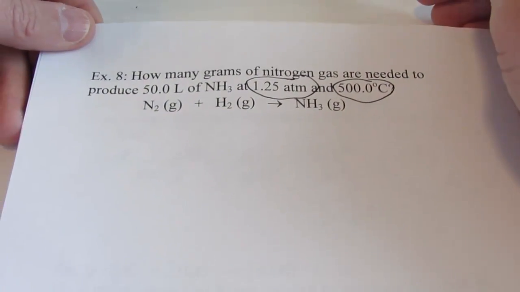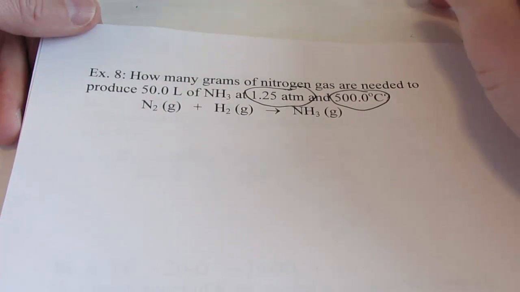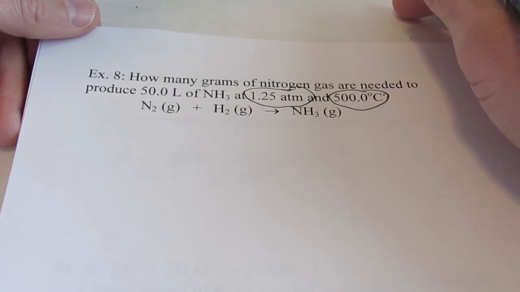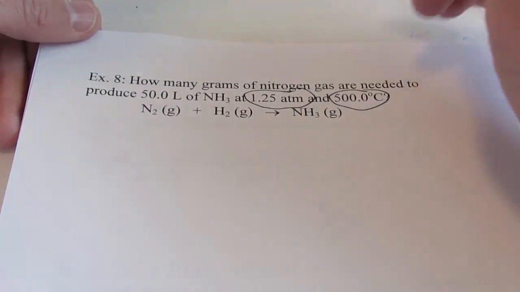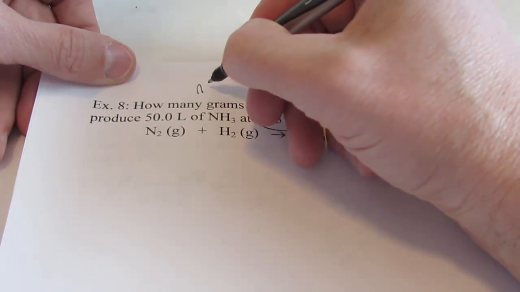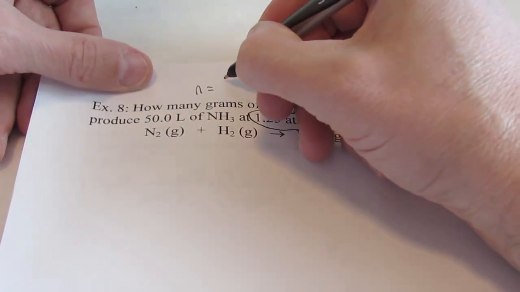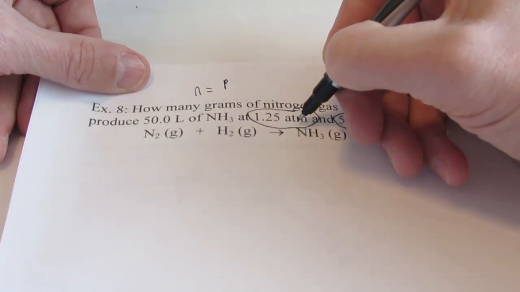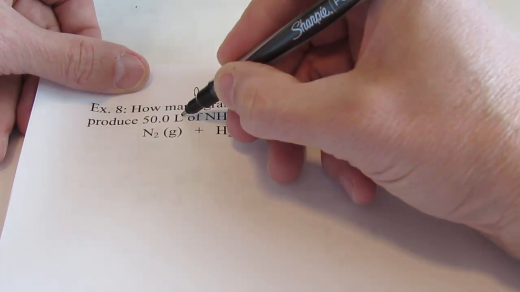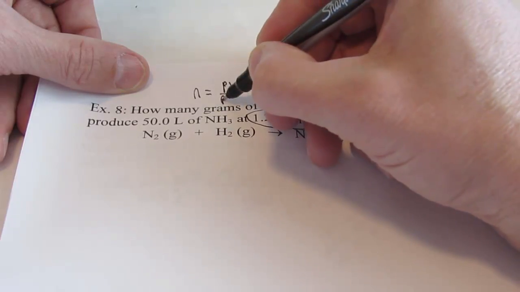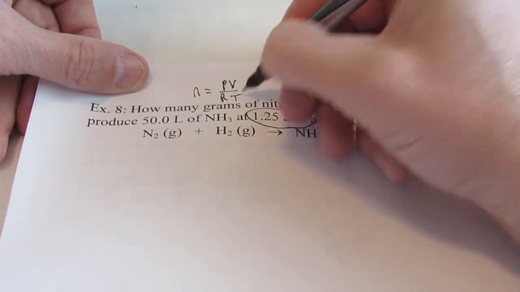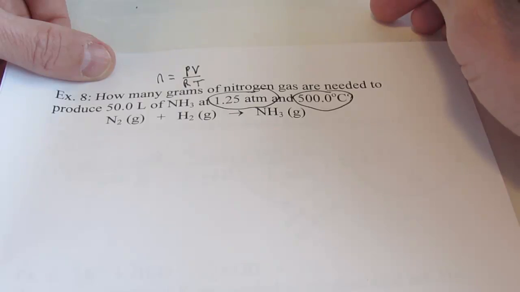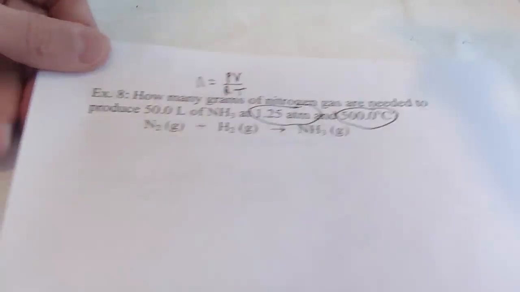How are we going to get into moles here? I don't have grams. I have to find grams. So how do we get into moles? Could we do the number of moles of a gas equals the pressure of that gas times the volume of that gas divided by R, which is a constant, and the Kelvin temperature of that gas? I think we could. So let's do that.